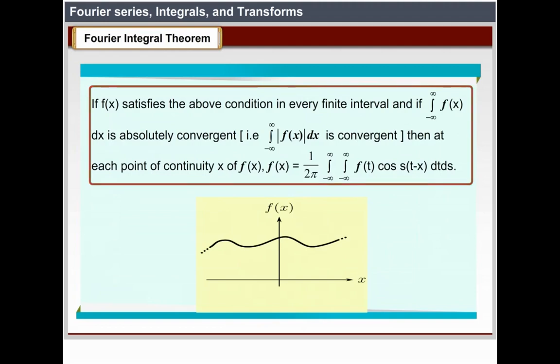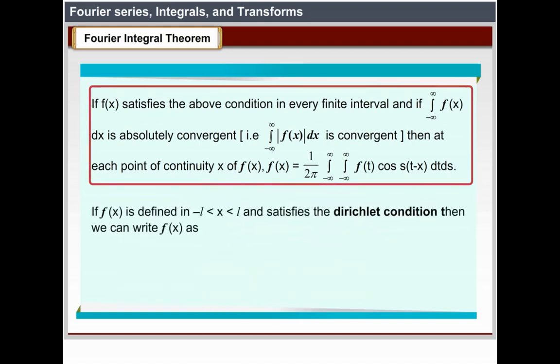If f of x satisfies the above condition in every finite interval, and if the integral from minus infinity to plus infinity of f of x dx is absolutely convergent, that is, the integral from minus infinity to plus infinity of modulus of f of x dx is convergent, then at each point of continuity x, f of x equals 1 by 2 pi integral minus infinity to plus infinity, again integral minus infinity to plus infinity f of t into cos s into t minus x dt into ds.